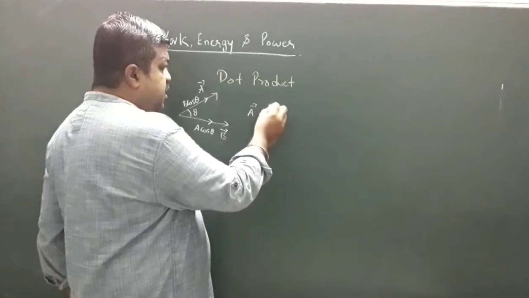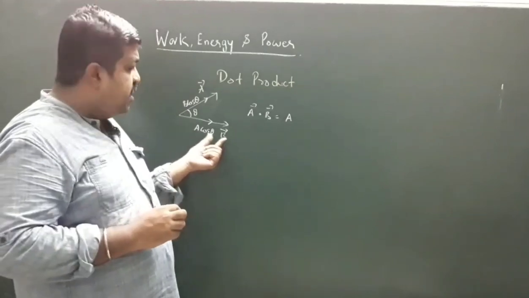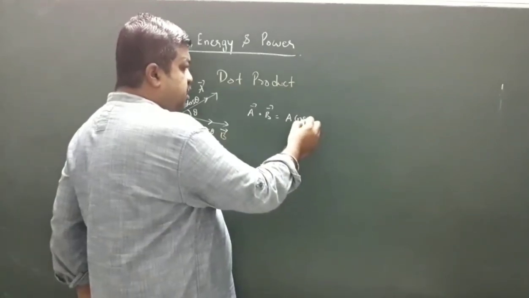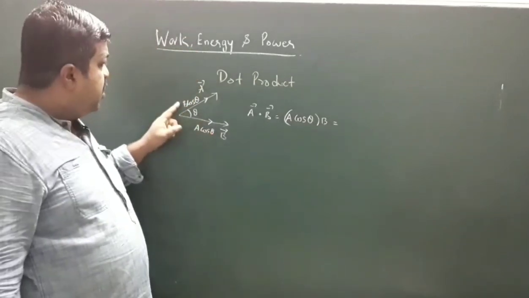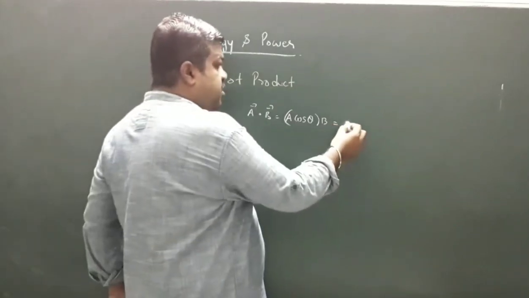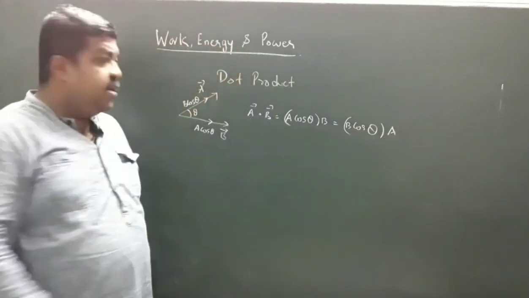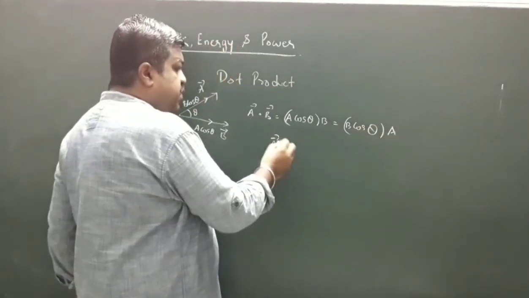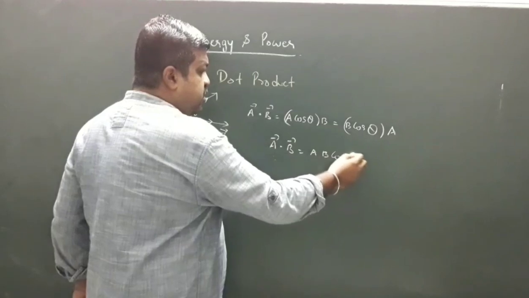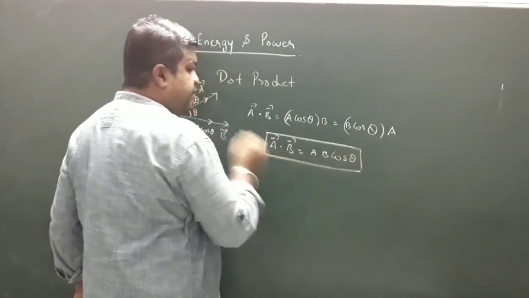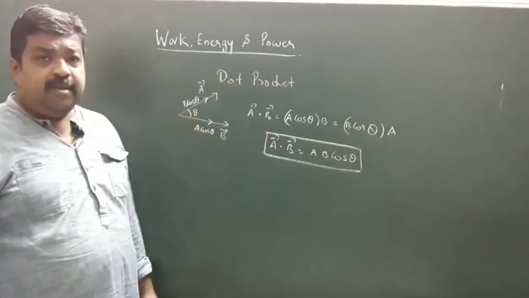Now how do we write A dot B? We can write it as either component of A along B multiplied by B, so we can write it as A cos theta into B, or we can write it as component of B along A multiplied by A, so that is B cos theta into A. So this can be written as A dot B is equal to A B cos theta. So this is dot product of two vectors A and B.